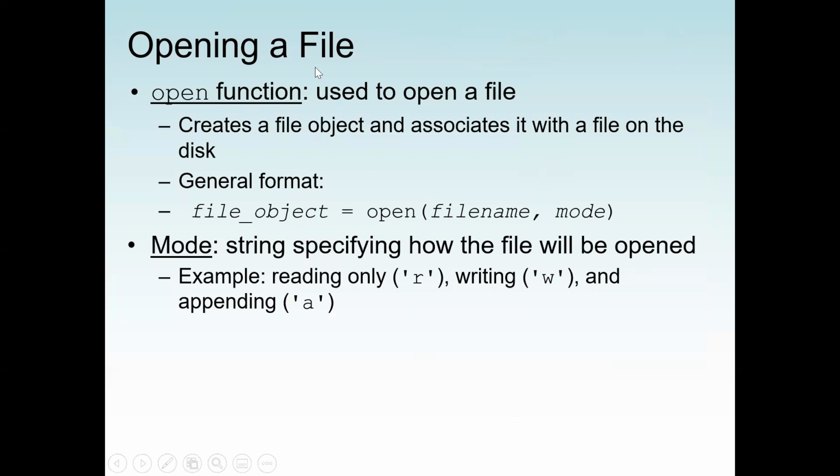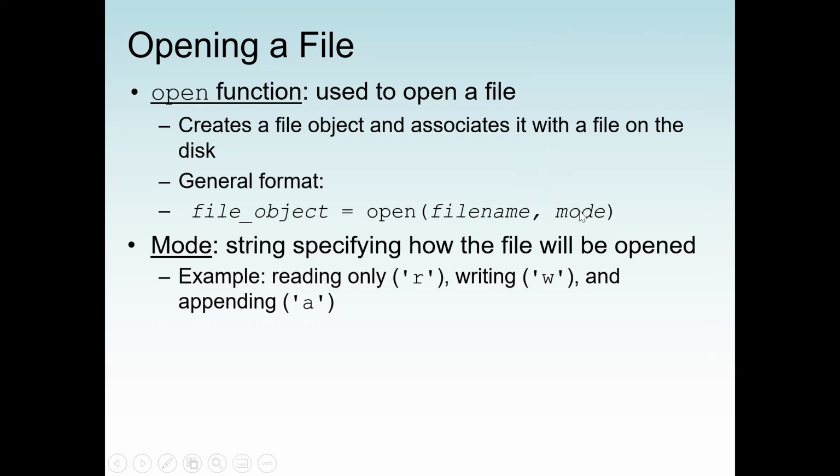So how do we open a file? In Python, we use the function named open. The open function is used to open a file. We need to create a file object first and associate it with the file on the disk before we open it. So this is the syntax or the format: file object, assign, open, the file name, and the mode. The mode will be the task we want to perform.